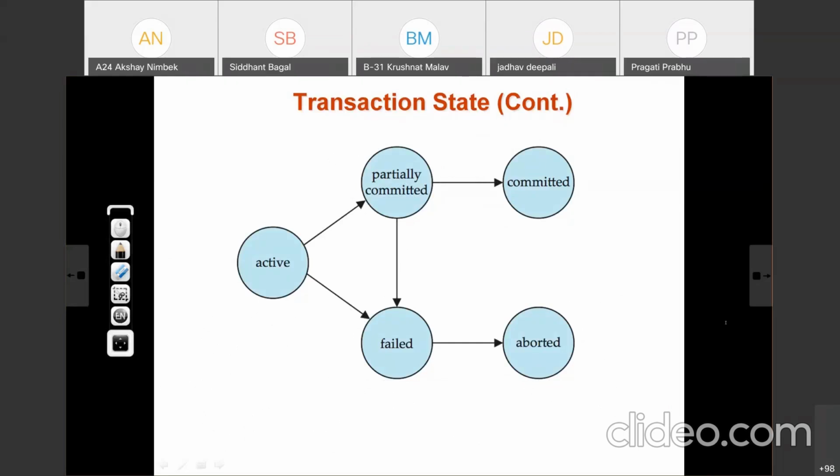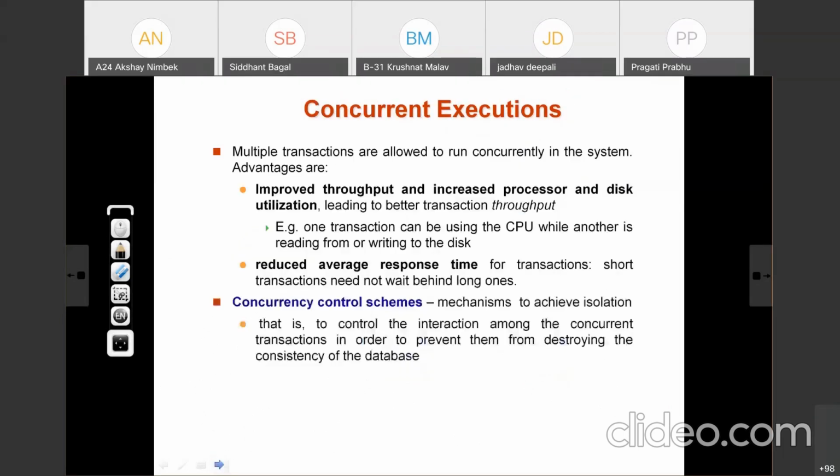We move towards the next one. Concurrent execution, what it means, that we are going to see here. Now see, why we use concurrent execution. Till now we have seen that one transaction is executed, then the second one is executed. So what is meant by concurrent execution and why is it important?